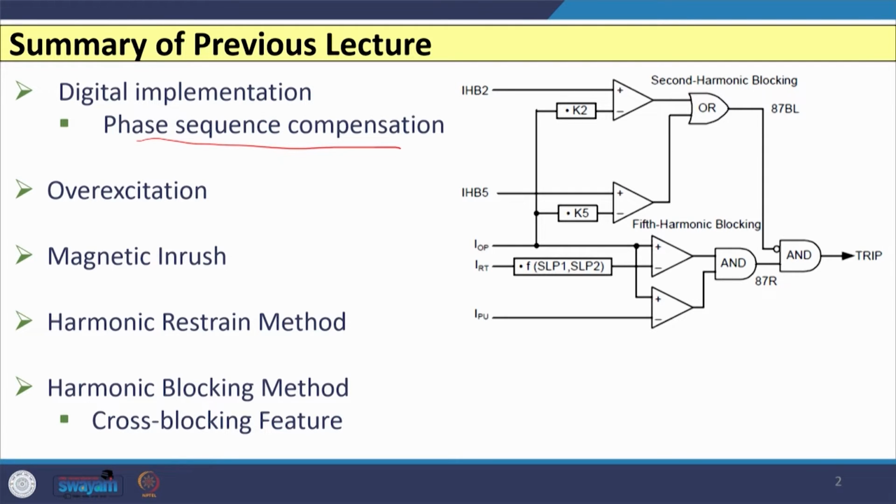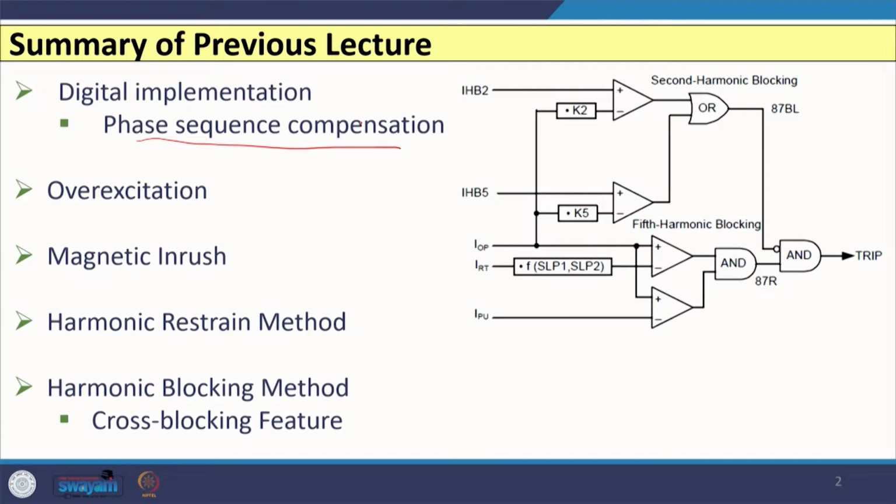and for each vector group or winding connection the user has to enter the vector group or winding connection, and based on that a specific matrix is available, and that is provided by the relay manufacturer, and that is multiplied by the respective either primary or secondary current to compensate the phase shift depending upon what degree of compensation we need. So, that we have discussed in details.